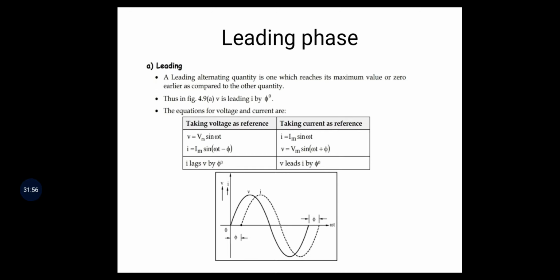Here V equals Vm sin omega t, I equals Im sin omega t. Then I equals Im sin(omega t minus phi), V equals Vm sin(omega t plus phi). Here I lags V by phi degrees, or V leads I by phi degrees.